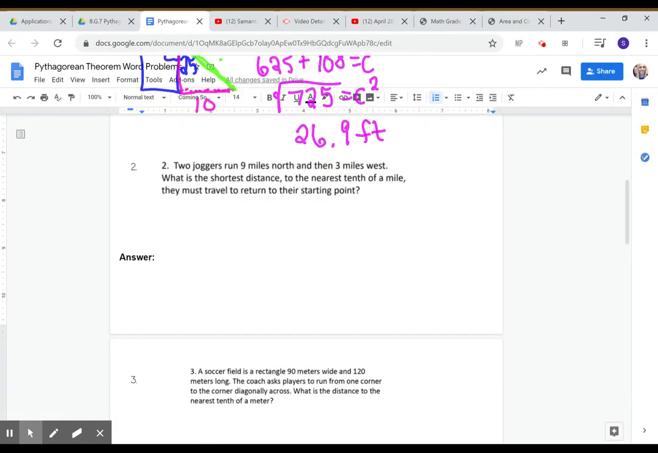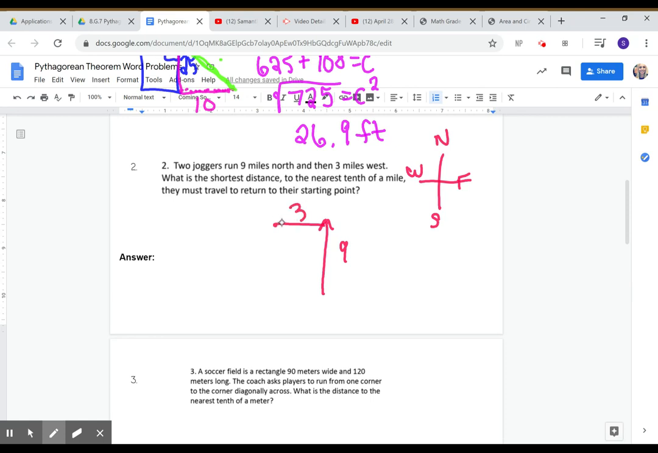It says two joggers run 9 miles north and 3 miles west. What's the shortest distance to the nearest tenth of a mile that you must travel? Okay, so I always draw a picture because I think that's the easiest. So if you have out a separate sheet of paper, obviously I can't see your picture, but that's fine as long as you are doing it on a separate sheet, right? So 9 miles north, well, if you forgot, it goes north, south, east, west, right? So I'm going 9 miles north, so I went up 9 miles. I went to the west 3 miles.